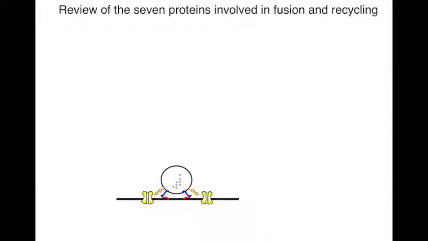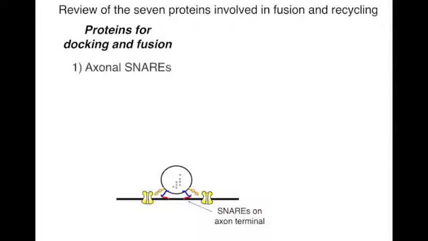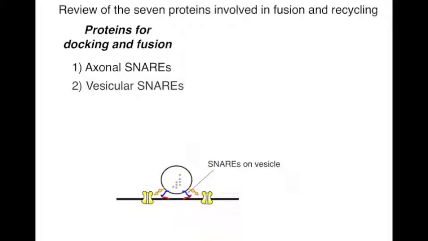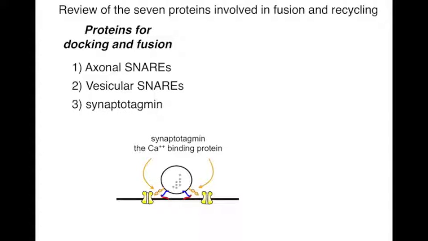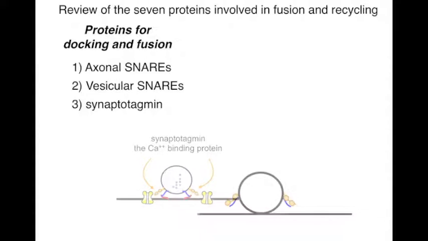So let's briefly review the 7 proteins involved in fusion and recycling. The first 3 proteins are for docking and fusion. The first are the axonal snares. The second are the vesicular snares, both of which are required for docking. The third is synaptotagmin, the calcium binding protein required for the calcium-induced final fusion of the axonal and vesicular membranes.